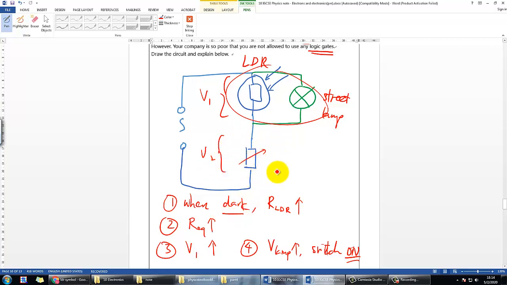But of course, this is not the most efficient way, because so much energy is wasted in the LDR and also this resistor. In fact, people don't actually make this system because it's not energy efficient. But this is one possible way, given that you don't have logic gates or any other smart devices.